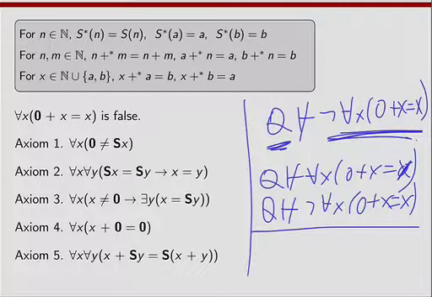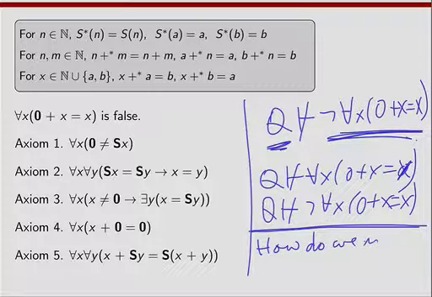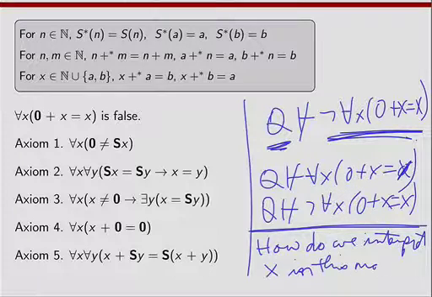Now, as I've already mentioned, strictly speaking, I haven't given you the full model because I need to know how to interpret times in this model. So I need to extend this model to the full language. I'll leave that as an exercise for you.